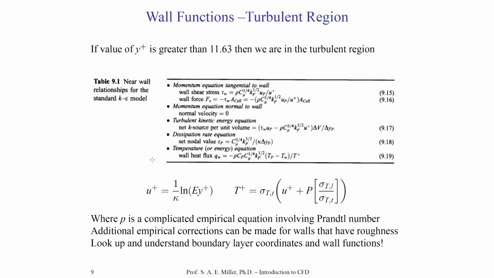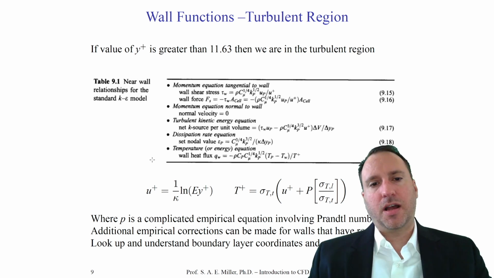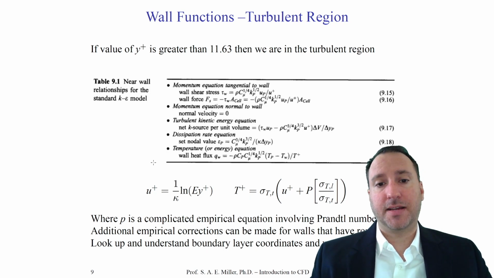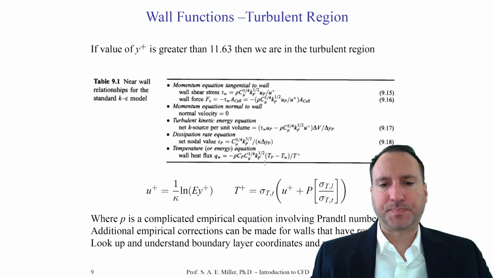Finally, there's of course the temperature or energy equation simplification. And that, once again, is something to do with the heat flux or temperature within the boundary layer, actually, not necessarily at the wall. You'll notice subscripts here are P for the point away from the wall.